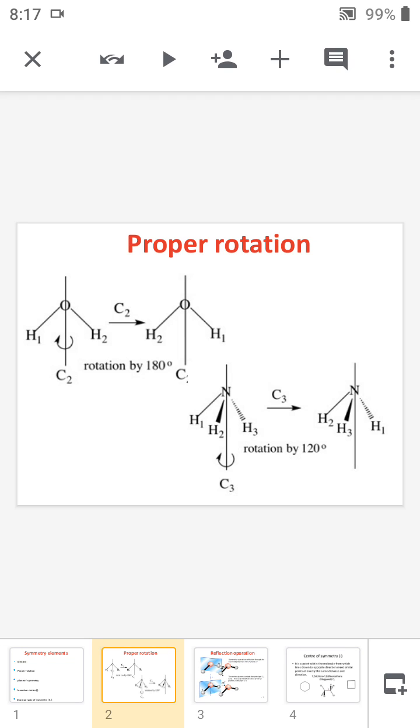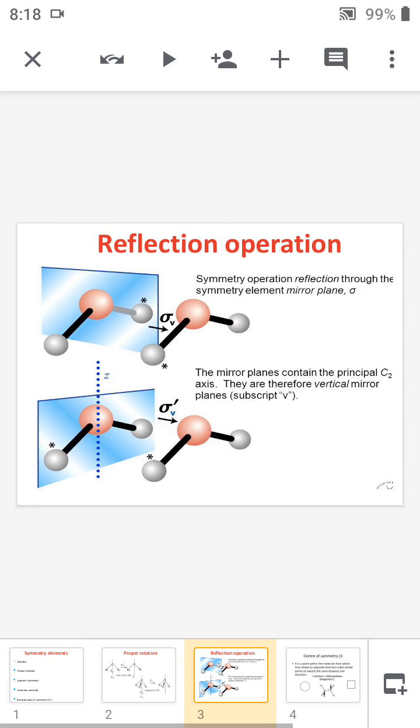Similarly, if you rotate any molecule through an angle and get an indistinguishable configuration, we say the molecule has a Cn axis of rotation, and we have to specify n as well. Next is the reflection operation, or the plane of symmetry element.